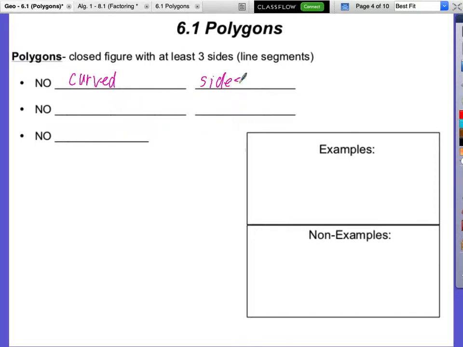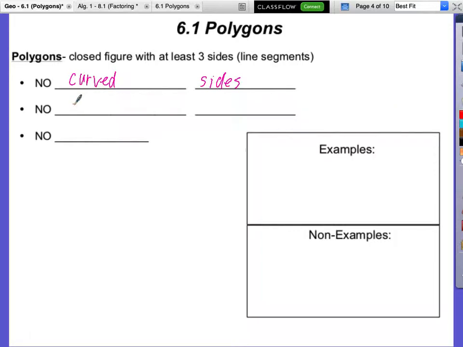Curved? No. There's no curved sides in a polygon. What about that square? No. Not in this geometry. That's an entirely different branch of geometry. Why are there different kinds of geometry? Not true. I prefer algebra.